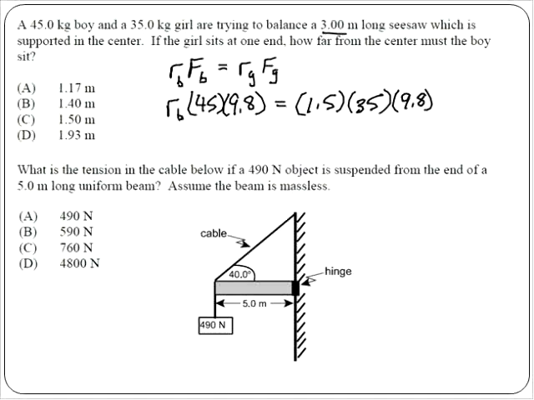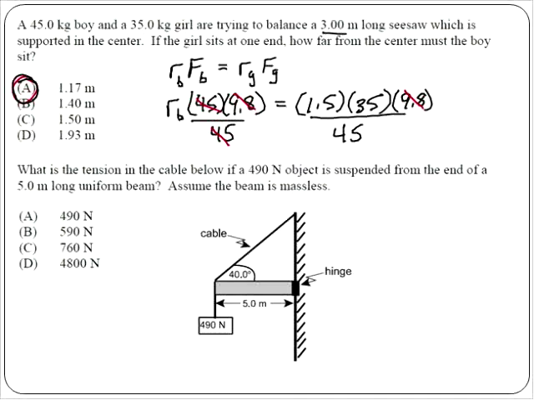Now, the g's will cancel, so you can do that if you want. And at the same time, we would divide by 45 on both sides of this equation, and that would cancel out the 45s here as well. That would leave me with R_B, the distance of the boy from the pivot, would be 1.5 times 35 divided by 45, and that answer would be this. Circle in black. Choice A. Now, last multiple choice, and then we'll look at some long answers.